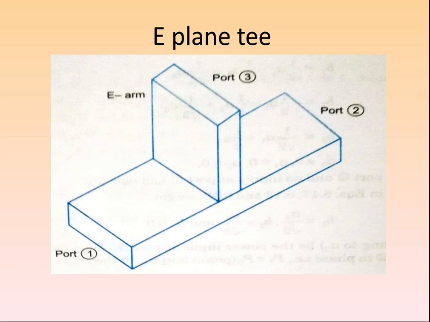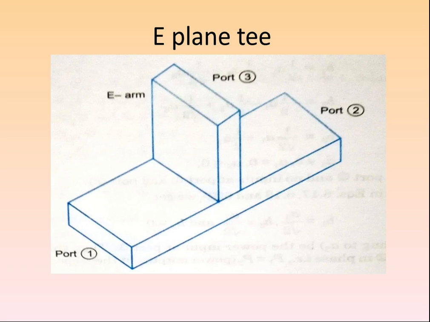A rectangular slot is cut along the broader dimension of a waveguide and a side arm is attached. Port 1 and port 2 are collinear arms, that is the main waveguide, and port 3 is the E arm. When TE10 mode is made to propagate into port 3, the two outputs at port 1 and port 2 will have a phase shift of 180 degrees. Since the electric field lines change their direction when they come out of port 1 and port 2, it is called an E Plane Tee.